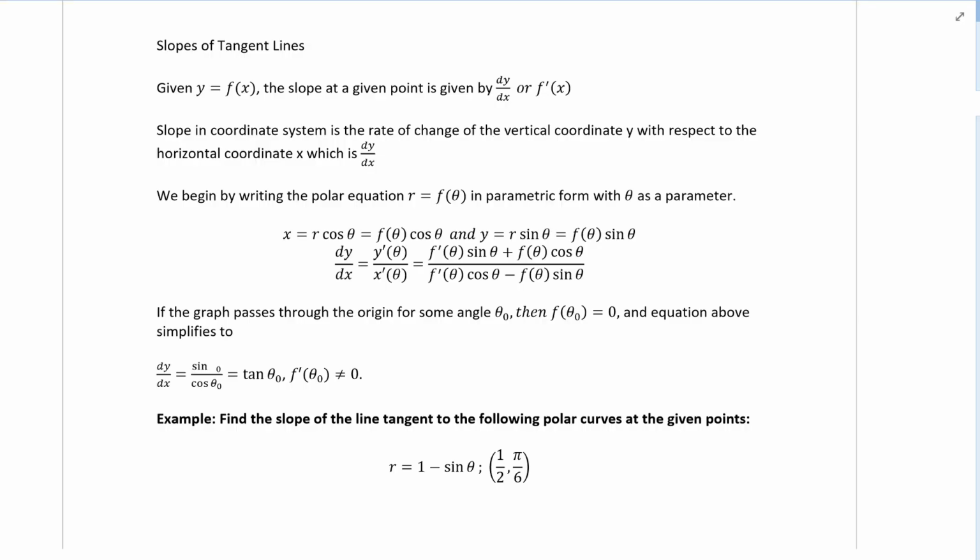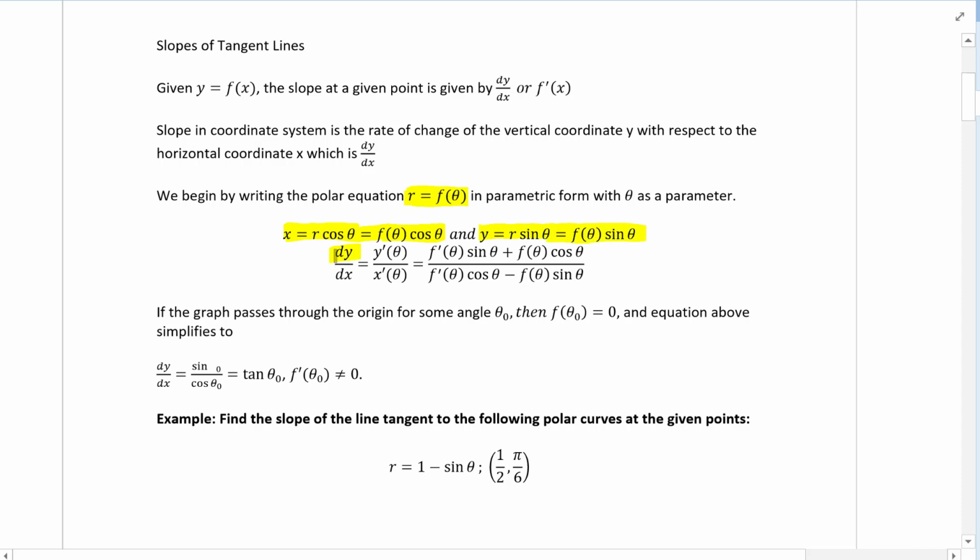In this video, we'll talk about calculus in polar coordinates. So if we start with the equation r equals f of theta in parametric form with theta as a parameter, we know that x equals r cosine theta, and if we replace r with f of theta, we get x equals f of theta cosine theta, and y being equal to f of theta sine theta.